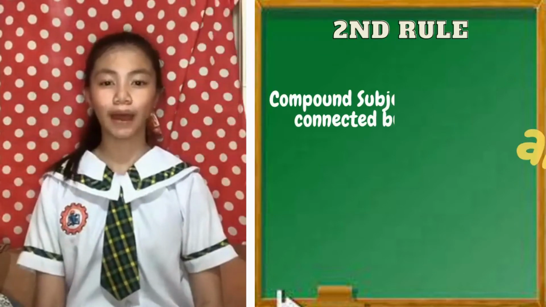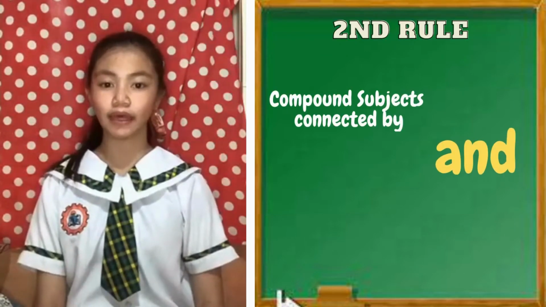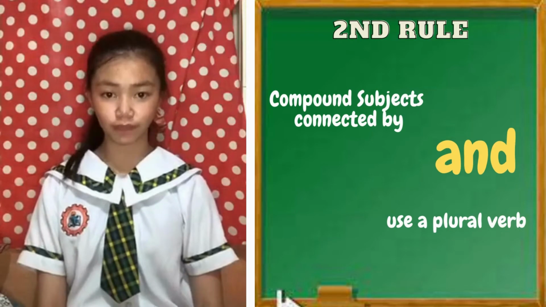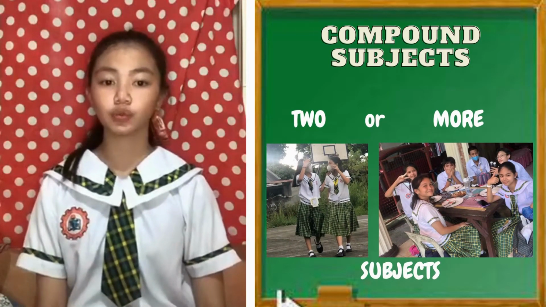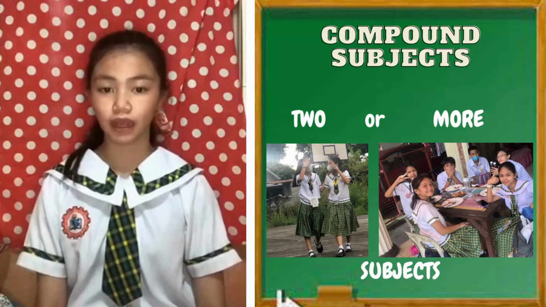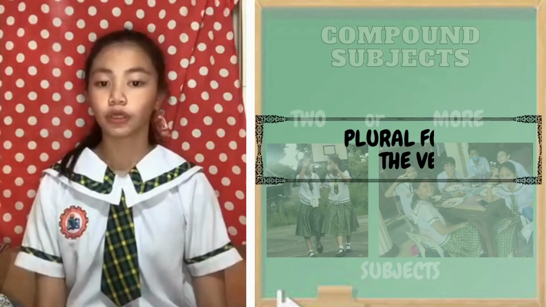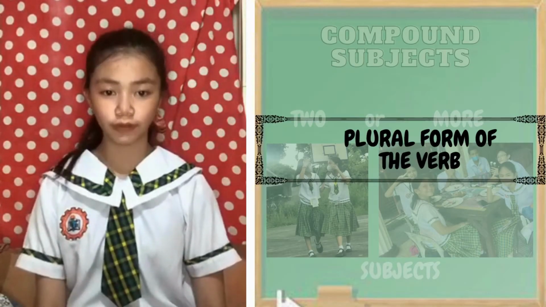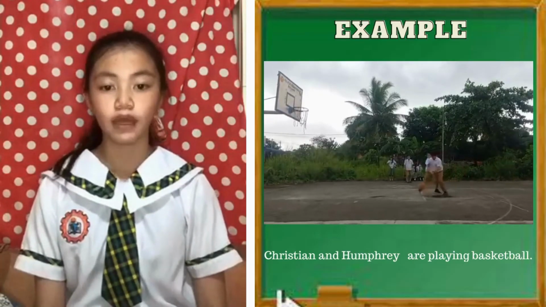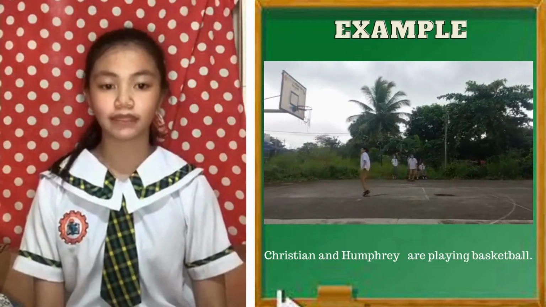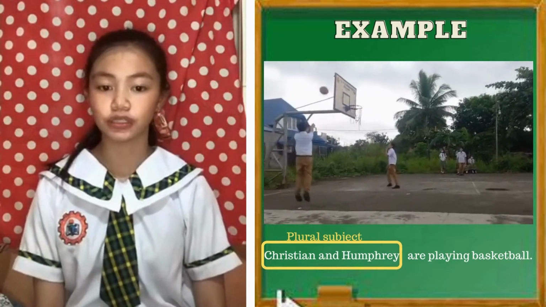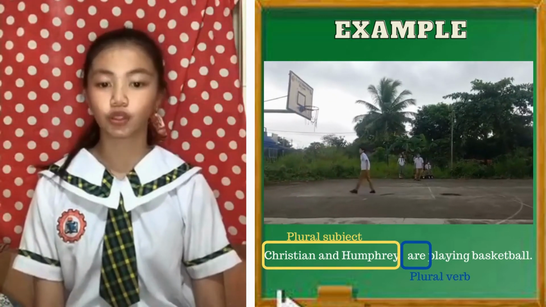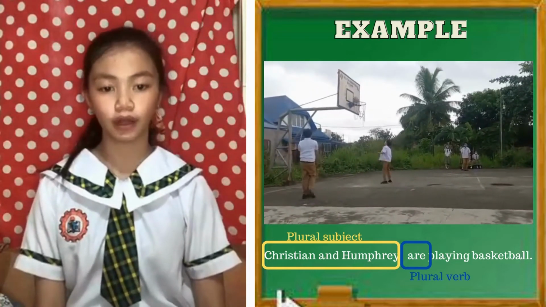Second rule: compound subjects connected by and require a plural form of the verb. When we say compound subjects, we are referring to two or more subjects, and because they are more than one, we use the plural form of the verb. Example: Christian and Humphrey are playing basketball. Our compound subject in the sentence is Christian and Humphrey, so we use the plural form of the verb are.